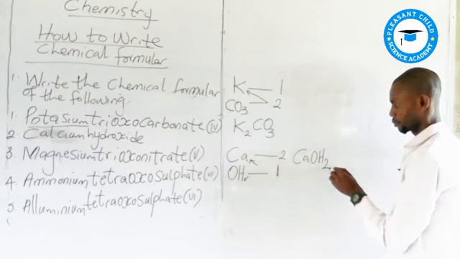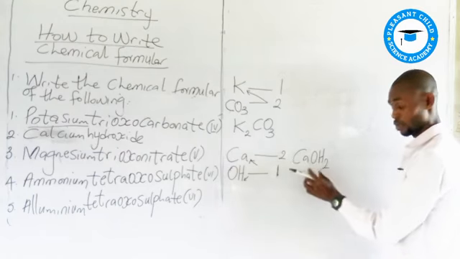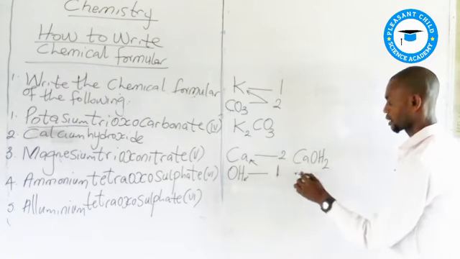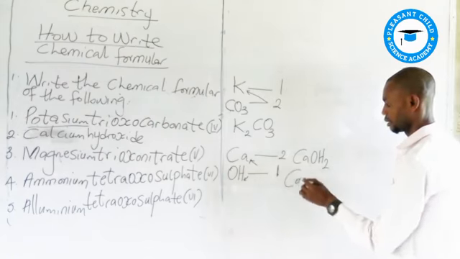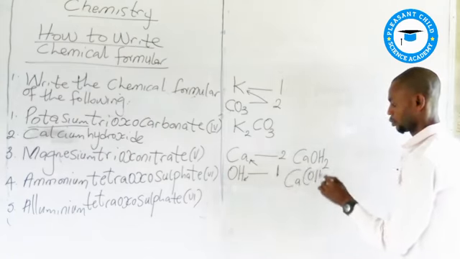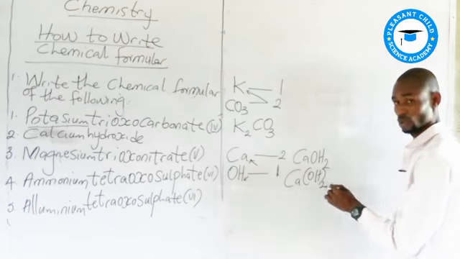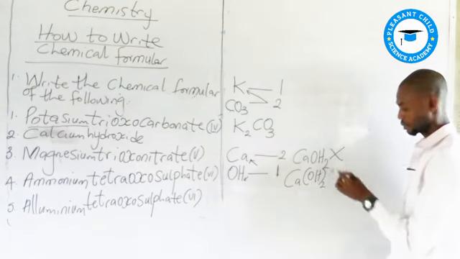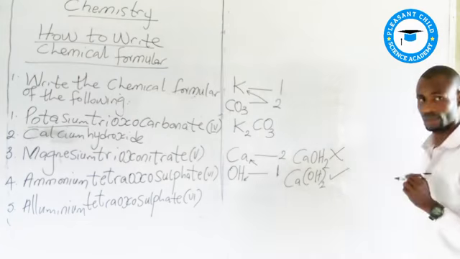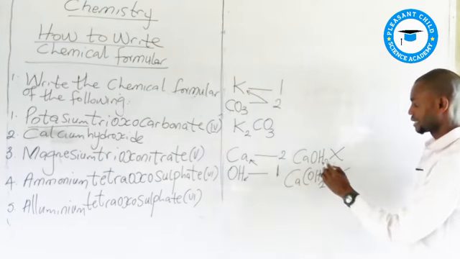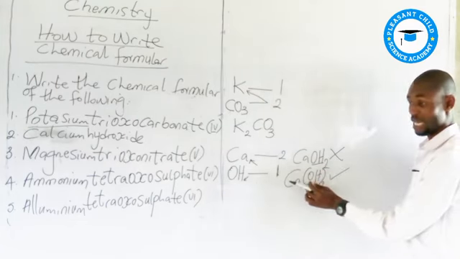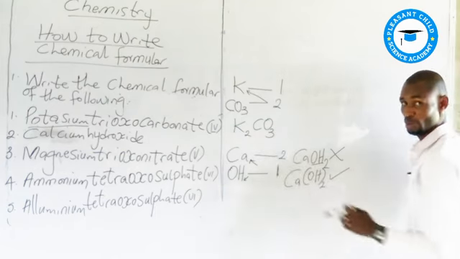CaOH2. Look at this. You can write the formula like this, and you can also write the formula like this: Ca, open bracket, OH, close bracket, 2. It is wrong for you to write it like this, whereas this is correct. You know why? This radical must be in brackets before the 2 comes to the base.